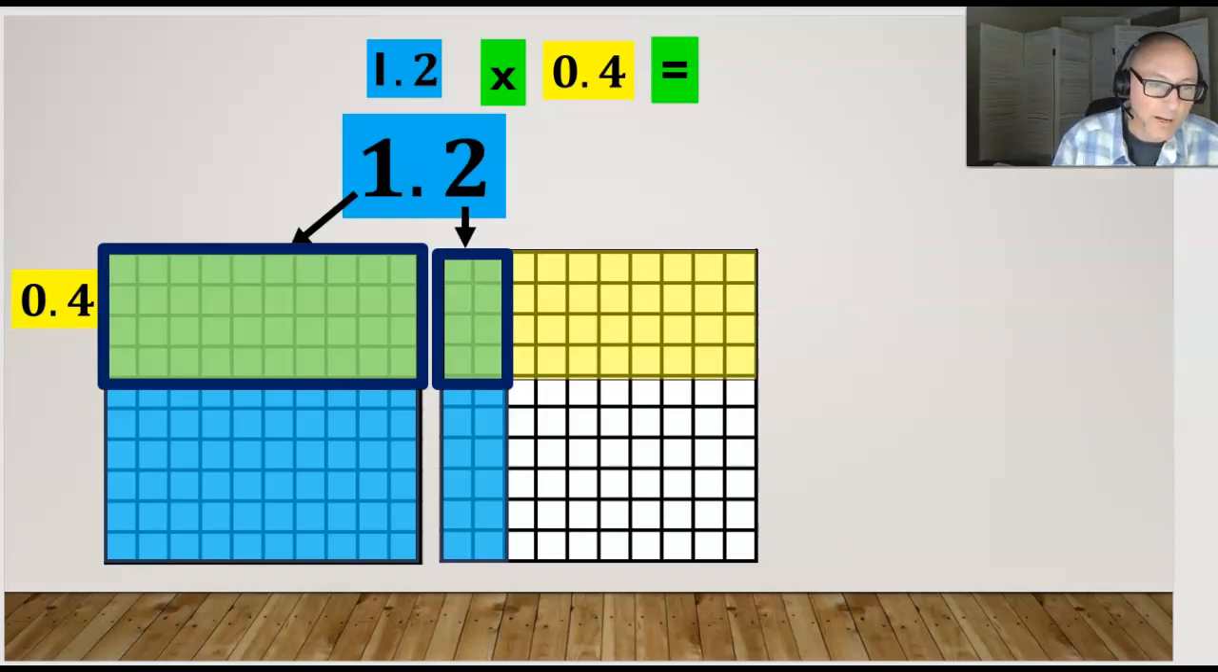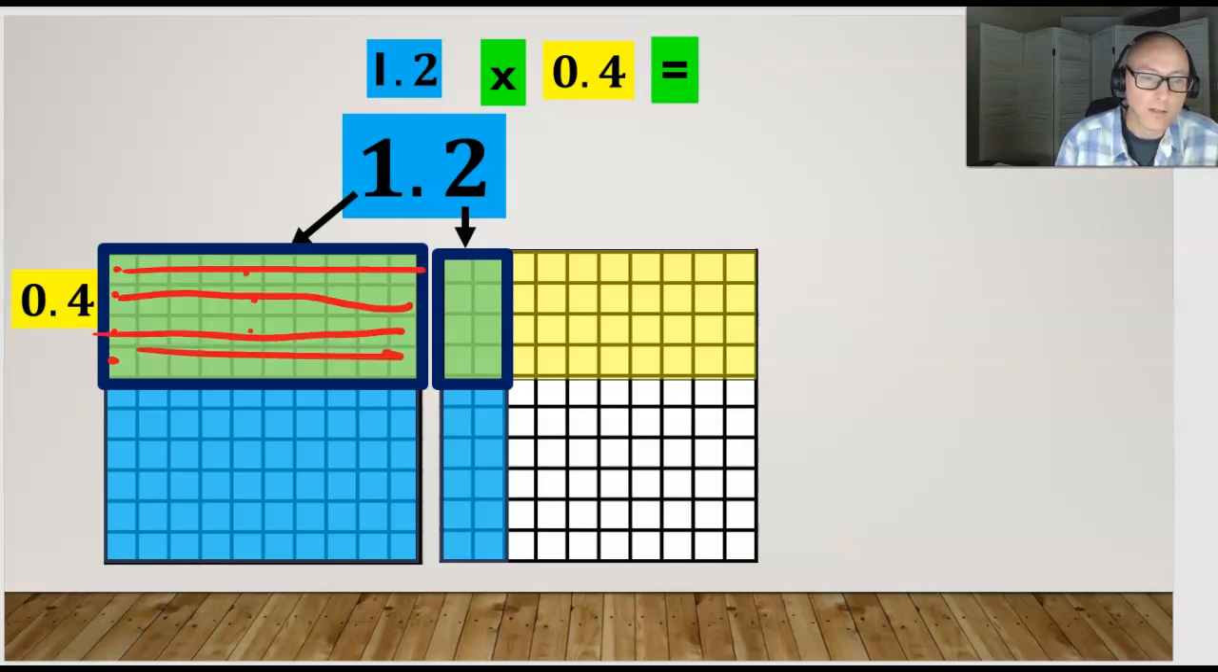Let's be smart about this, though, right? So we have 1, 2, 3, 4. But how much are in each row? 10. So there's 10 hundredths, 10 hundredths, 10 hundredths. That's 10, 20, 30, 40. So right here is 40 hundredths.